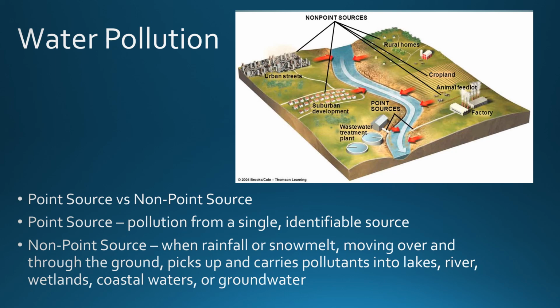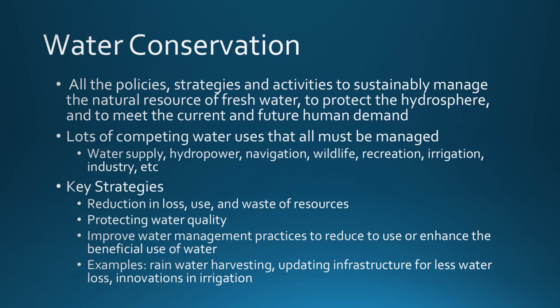So non-point source pollution comes from runoff. So when rainfall or snowmelt moving over or through the ground picks up and carries pollutants into lakes, rivers, wetlands, watersheds, coastal waters, groundwater, any water. So water is super greedy. As it flows over the ground, it just picks up everything and carries it into the water. So tons of non-point source pollution. That's what we were talking about with our streams earlier. Our first order streams are super subject to non-point source pollution.